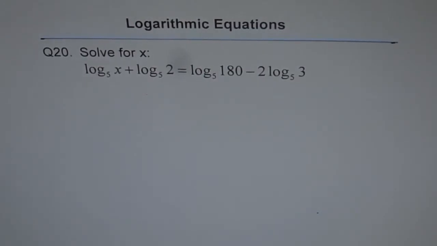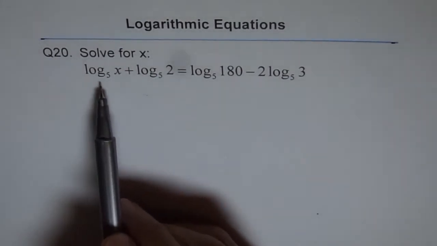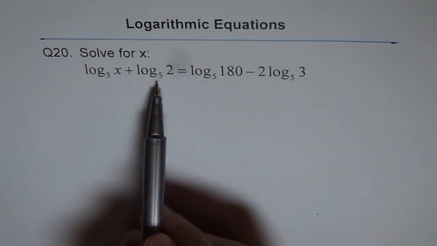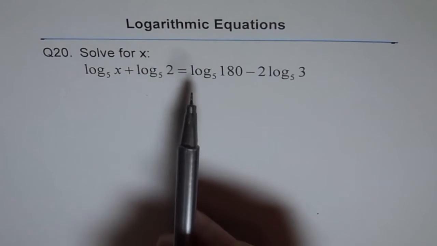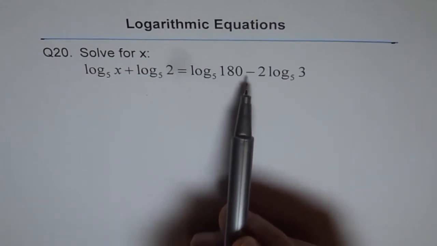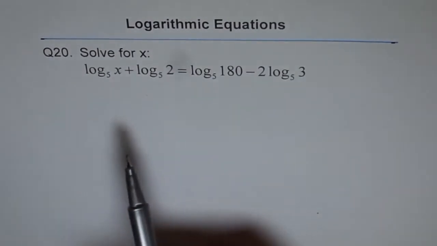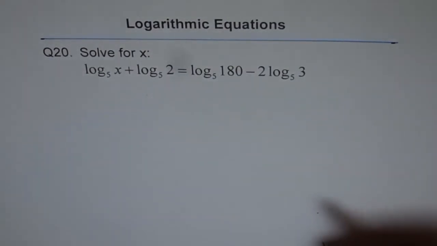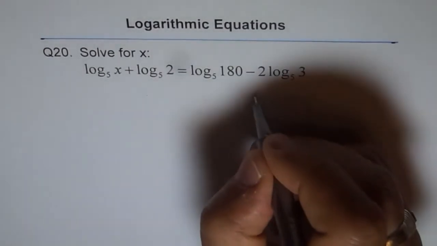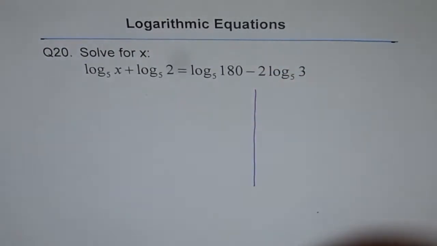Logarithmic equations, question 20. Solve for x. Log to the base 5 of x plus log to the base 5 of 2 is equal to log to the base 5 of 180 minus 2 times log to the base 5 of 3. So we can actually solve this in two different ways. Let me do it in two different ways for you.